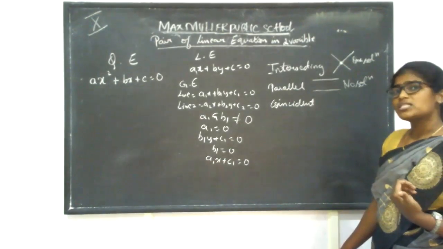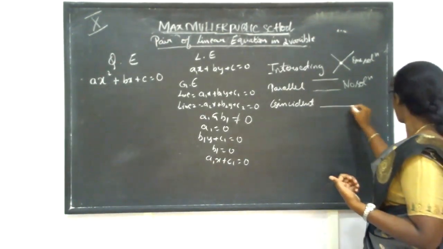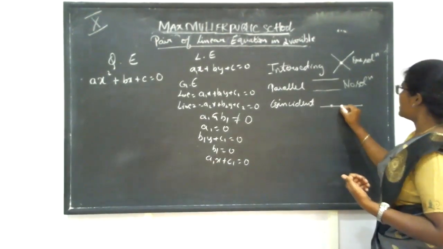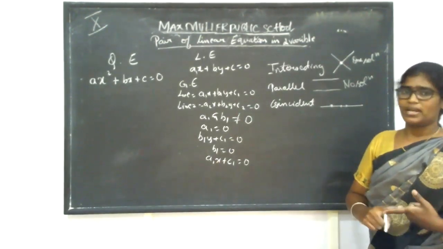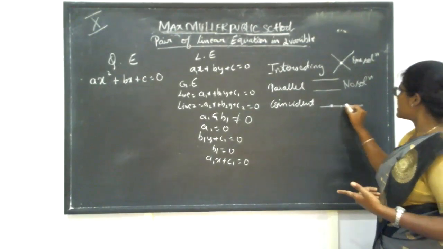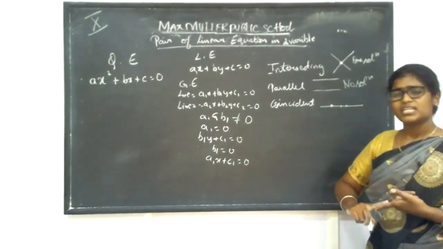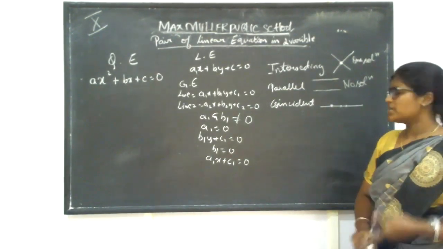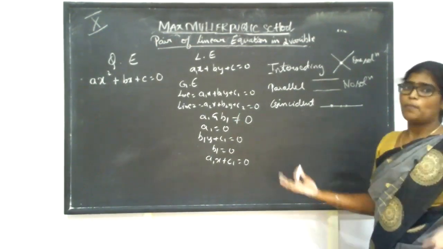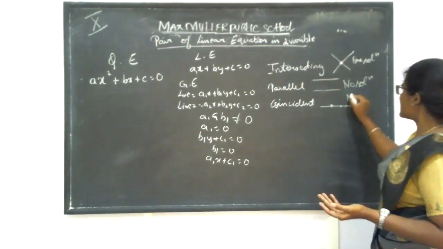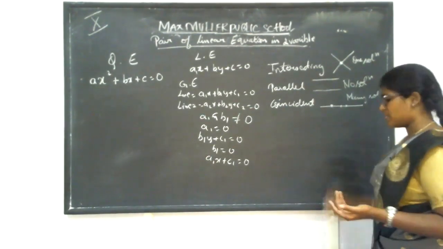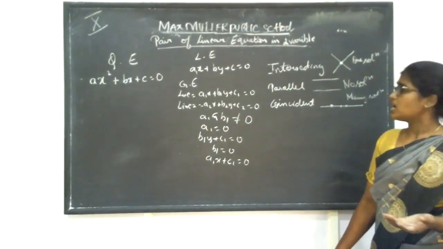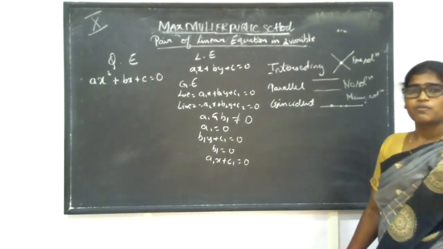Then coming to coincident lines, the coincident lines will be having all the points intersecting each other on one line. Correct? So all the points are intersecting each other. If all the points are intersecting each other, then what happens? The line will be having so many solutions. So you are going to say it as many solutions. How many solutions will you be having? You will be having many solutions. Clear? Understood?